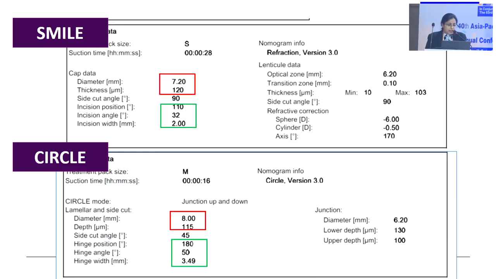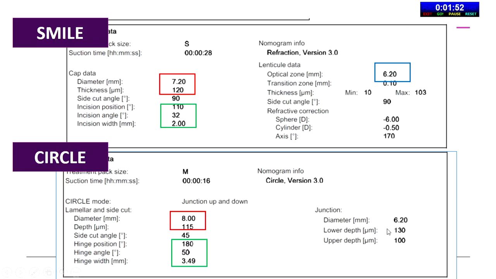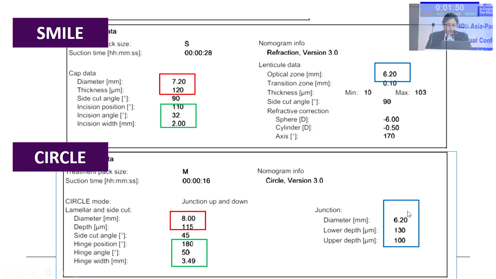Just to compare the original SMILE parameters and the new circle pattern parameters. The incision in SMILE is of course superotemporal, and we avoid that for planning a hinge during the circle pattern. The hinge is kept nasal at 180, and the lenticule diameter is going to give you the junction cut diameter as well, because it has to create a seamless interface between the new lamellar ring and the original SMILE lenticule.